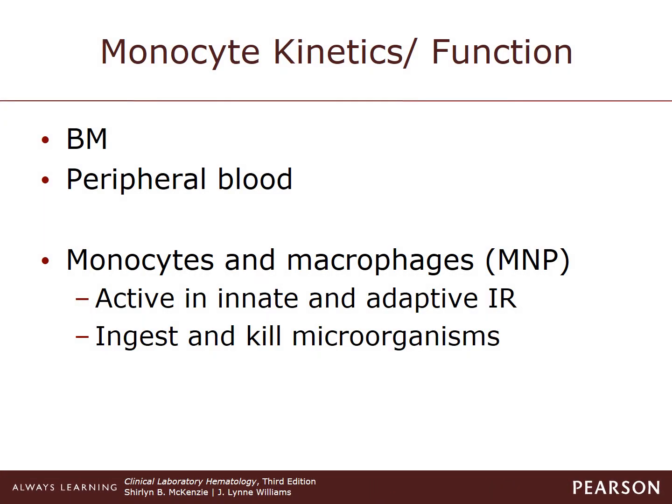Now, the kinetics of the monocyte, including the function. We'll talk first about the bone marrow. Within the bone marrow, there is not a significant storage pool. The time spent in the bone marrow is approximately 54 hours. They are released within a day after maturation from a promonocyte. Within the peripheral blood, they diapedese into tissue after only about 8 hours. Here they have a marginating and a circulating pool of monocytes.